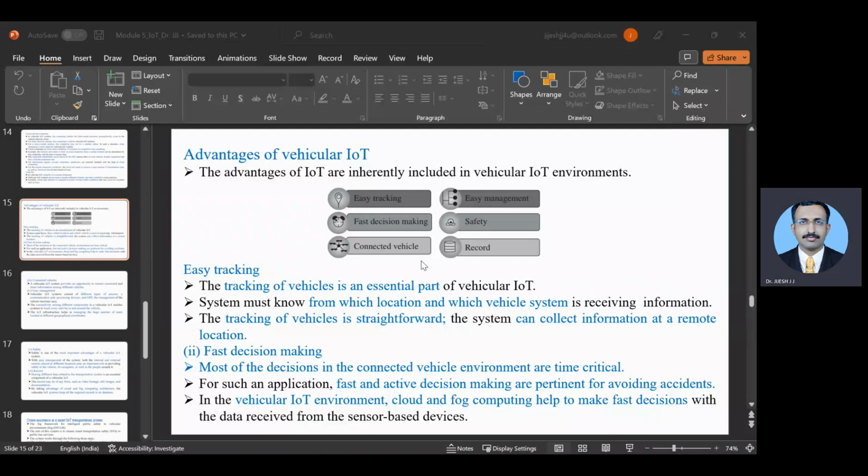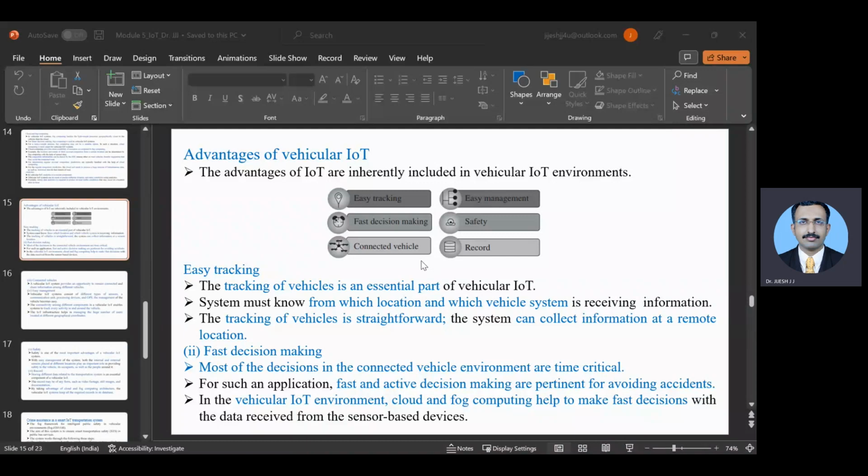We have seen easy tracking as well as fast decision making. Then what do you have? Connected vehicles. Connected vehicles means what? For example, one person is connected to another person. If one person is connected to another person, you come across all the information required. Similarly, a vehicle connected to another vehicle can transmit and receive the information necessary for them to understand the process. So we have discussed easy tracking and fast decision making.